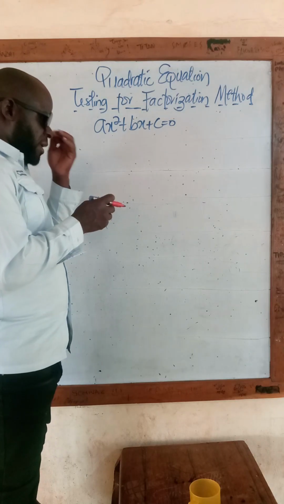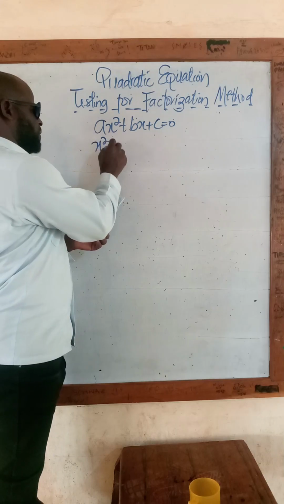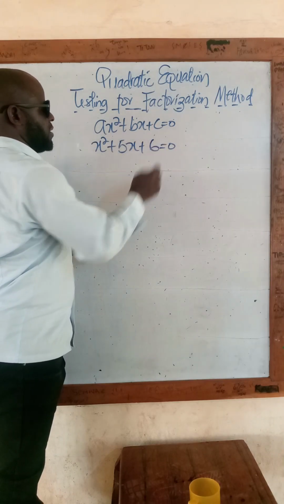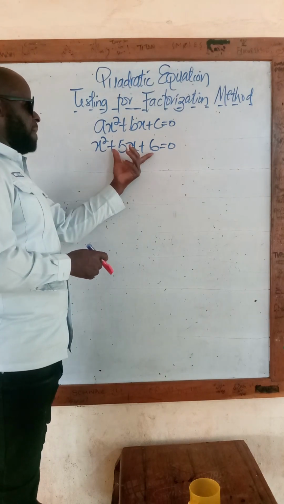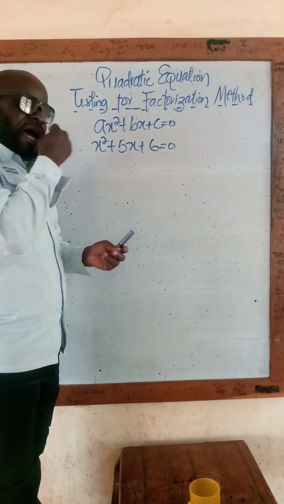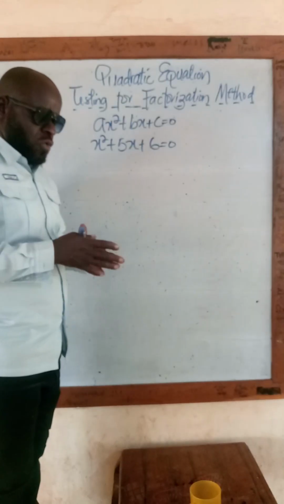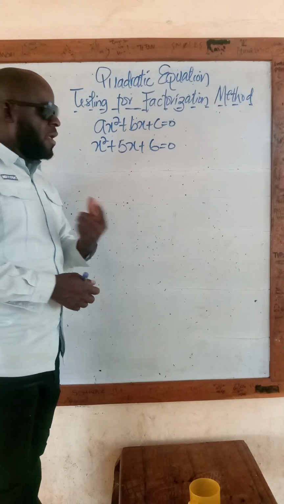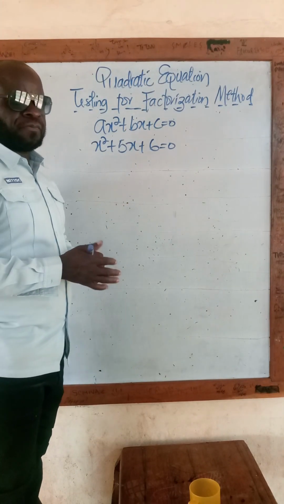Now, assuming you are confronted with a problem x squared plus 5x plus 6 equals 0, and you are asked to solve this problem without specification. What I mean is, you are not asked to use a particular method, and you know that you are good at factorization. How will you know, first of all, that the problem in question is factorizable?